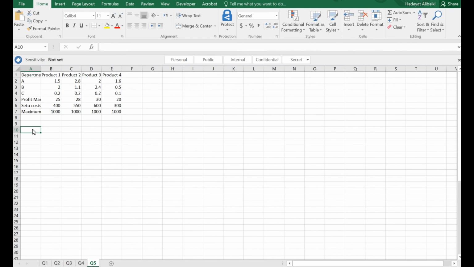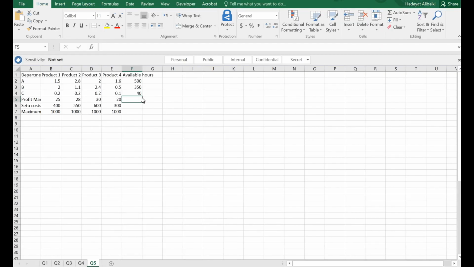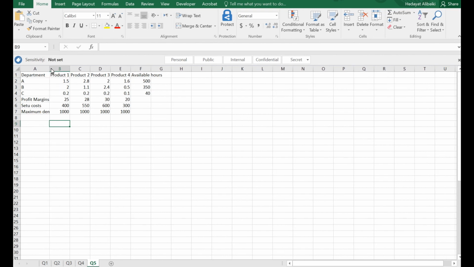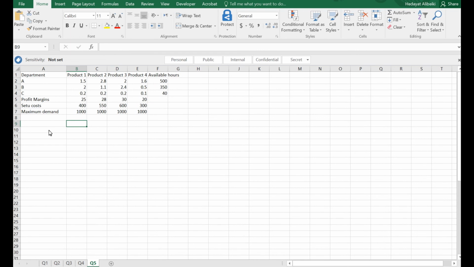So, for each department, we have available hours: 500, 350, and 40. Yes. So we have all the parameters from the question here in our Excel.